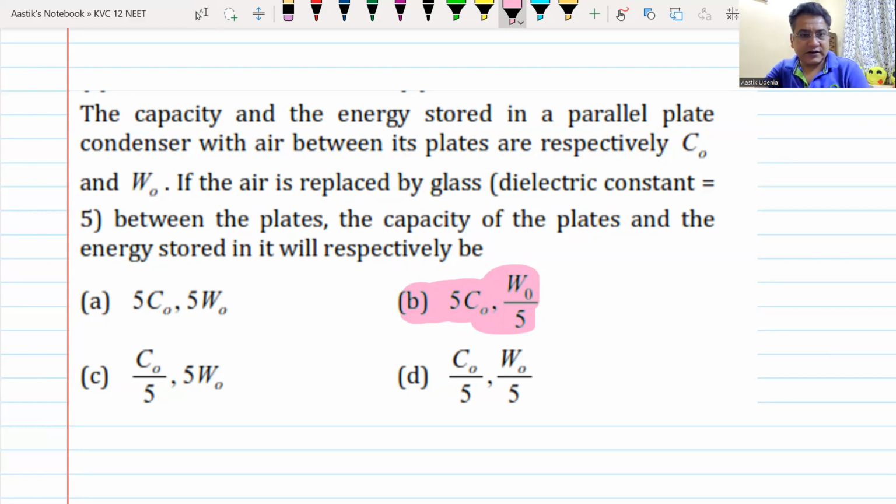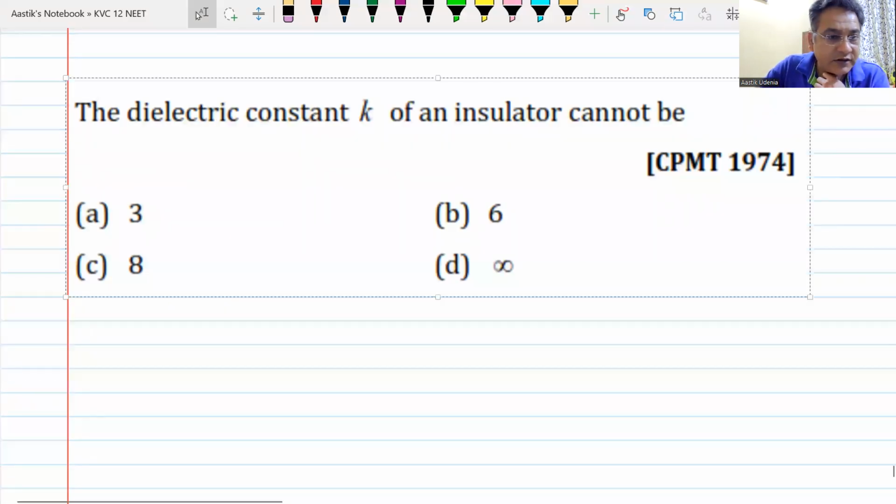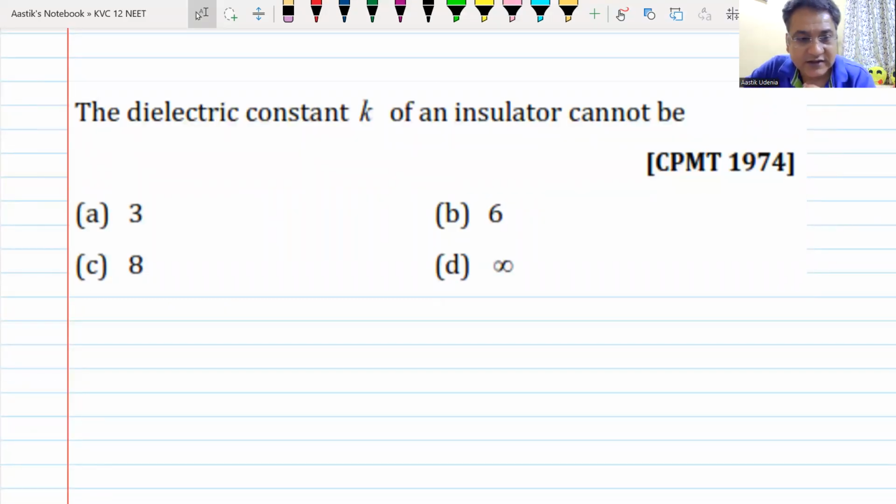Okay, now we are getting in the groove, it seems. Well done. This is the next question, my dear friends. Question based on knowledge. This one comes on your screen now. The dielectric constant of an insulator cannot be how much?